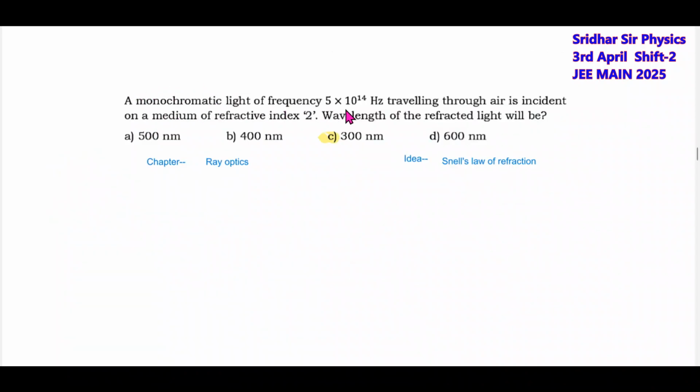A monochromatic light of frequency traveling through air is incident on a medium of refractive index 2. The wavelength of the refracted light will be. Frequency is given, refractive index 2 is given, and we are asked to get the wavelength. So first of all, we know the refractive index, so we can calculate the speed of the wave. V equal to C by mu, 3 into 10 to the power of 8, refractive index is 2, will be 1.5 into 10 to the power of 8.